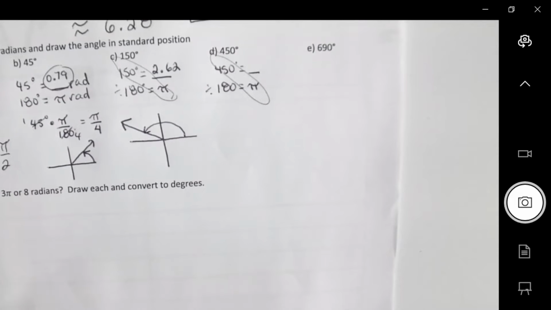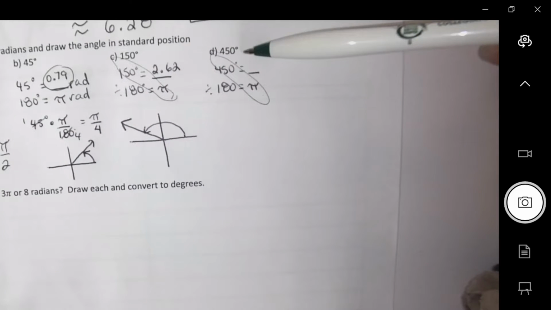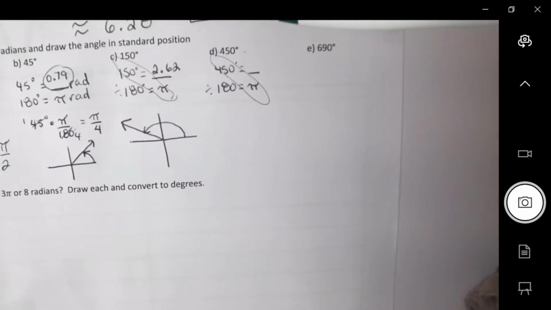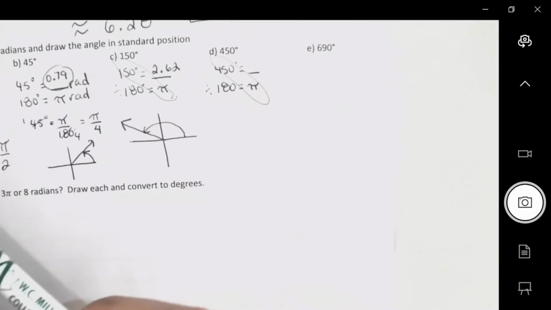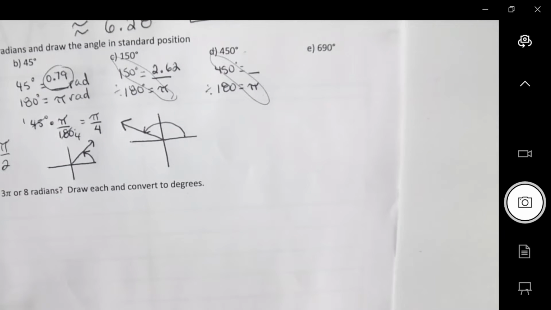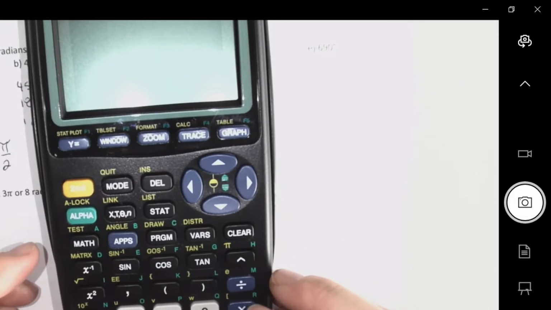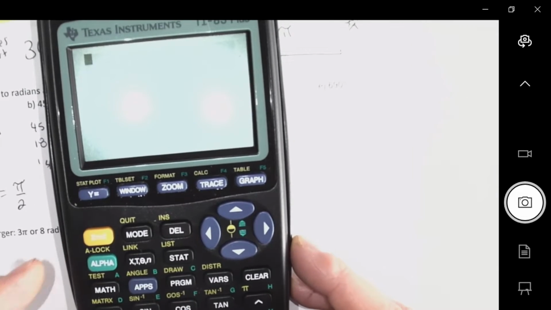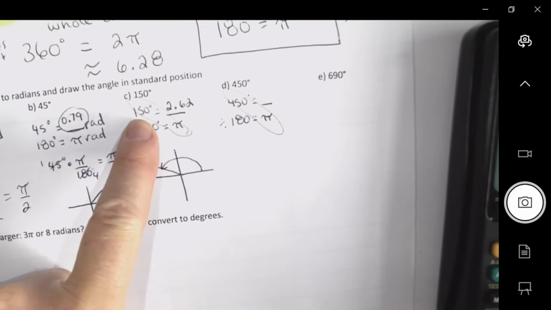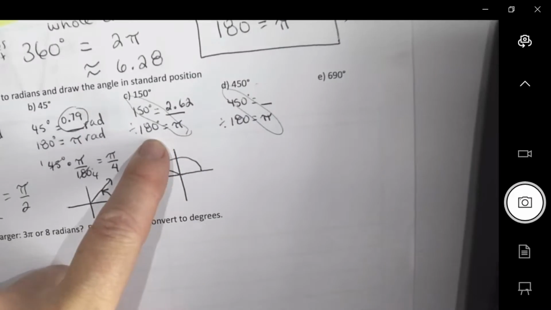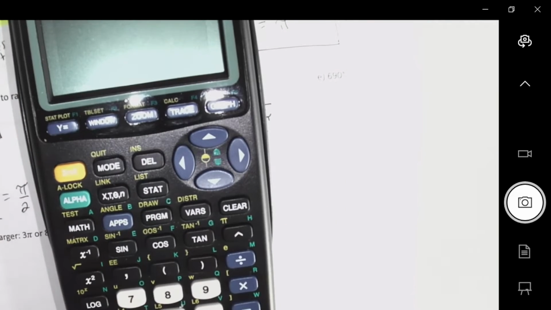Before I'm typing this, 450 is bigger than 360. So I already in my head know it's going to be bigger than 6.28. Does that make sense to you? Can I show you something in your calculator? So before I'd already typed in 150. I typed this, 150 times pi divided by 180. I just want to get that back so I can be lazy and not type it again.